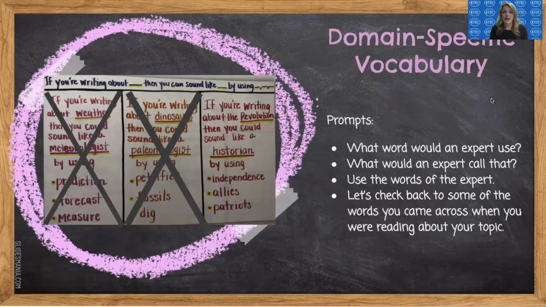Okay, so this is your strategy. You have a sentence. You can put this on a sheet of paper, a board, or whatever you're using, and you're going to write: If you're writing about blank, then you can sound like blank by using blank, blank, blank. So your ultimate goal is to create this sentence frame and plug in words, or help the students plug in the words.